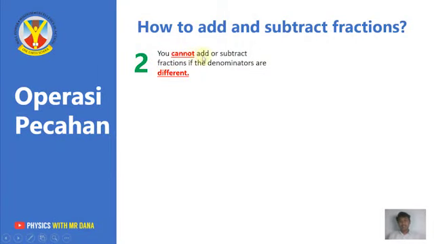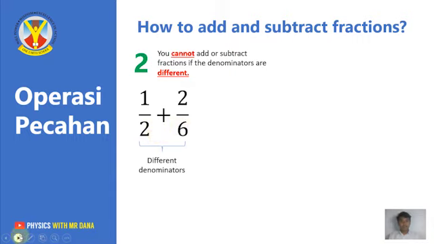But you cannot add or subtract fractions if the denominators are different. For example, 1/2 plus 2 sixths. As you can see, they have different denominators. Here the denominator is 2 and here the denominator is 6. They are different, so you cannot just add them like before.